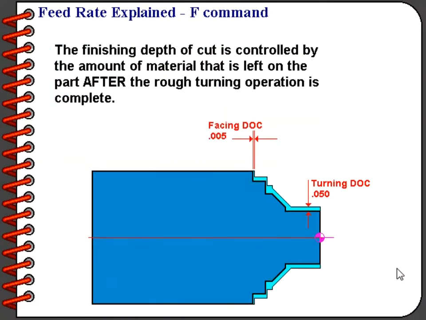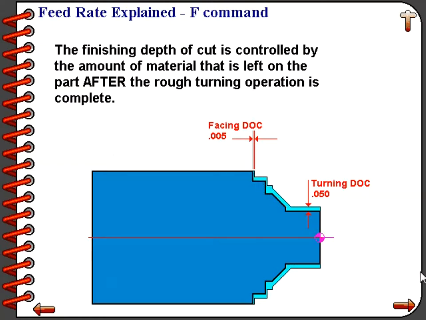The depth of cut during the roughing operation was programmed into the cutting passes. However, when it comes to the finishing operation, our depth of cut is controlled by how much our roughing tool leaves. In other words, when we are programming a roughing operation, we have to leave excess material on the workpiece so that our finishing tool has something to cut.